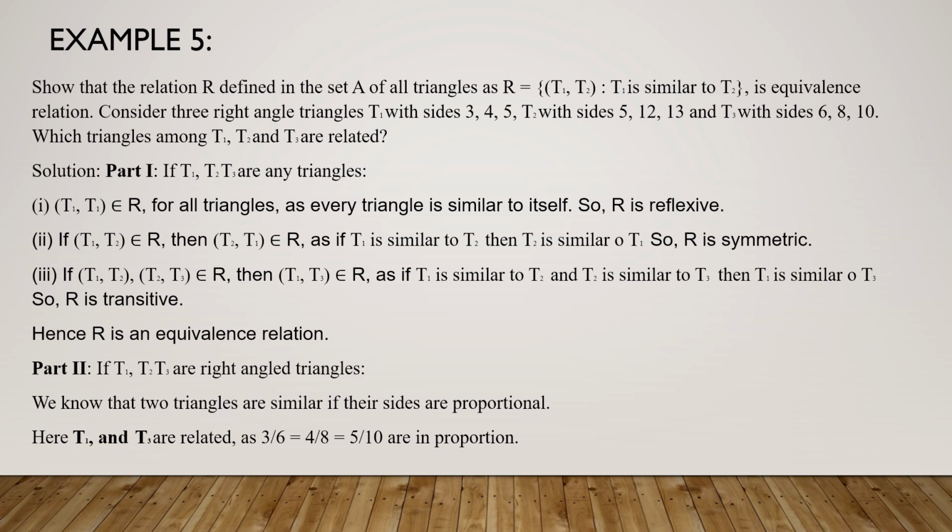Second part, T1, T2, T3 are right angled triangles, it is given. We know that two triangles are similar if their sides are proportional. So now here if you check, you have 3 by 6 is the same as 4 by 8, and that is the same as 5 by 10. Correct? So T1 and T3, they are related. Why? Because the sides are in proportion.